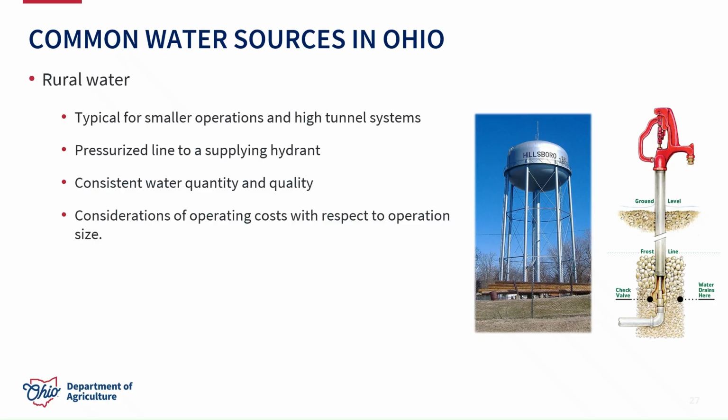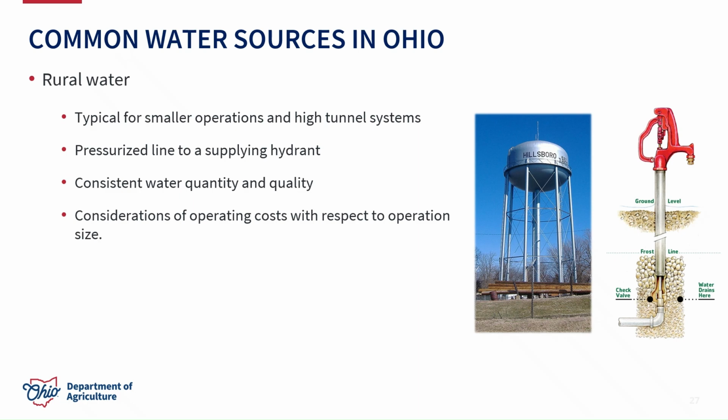So the first is rural water or county water, municipal water systems. These are going to be really good for those smaller operations. We're going to use these a lot in our high tunnel systems, and we're going to have some sort of pressurized line on the farmstead that we're going to tie into. It could be a frost-free hydrant, and we're going to use that hydrant to supply our control head, for example, in a high tunnel system. Rural water is going to provide a really consistent water supply. We're going to have typically ample quantity of water available with the pressure in the line, and typically it's going to be a very consistent high quality water source.